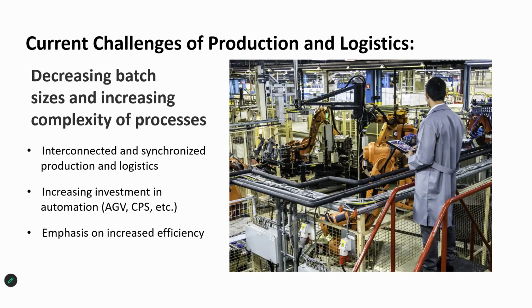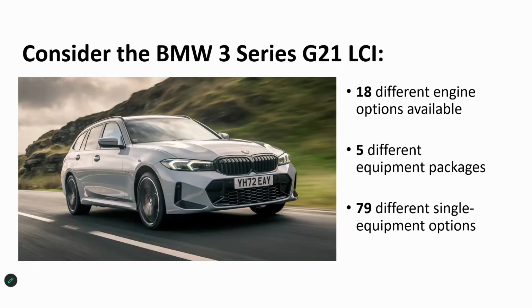Now, as an example, consider the production of a modern automobile. And for this example, we're going to look at the BMW 3 Series, which is shown here on your screen. The manufacturing process for this model must be set up to efficiently and cost-effectively address the 18 different engine options available to consumers, as well as the 5 different equipment packages and 70 different individual equipment options.